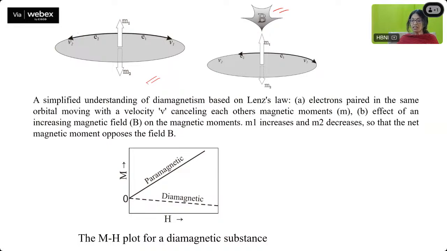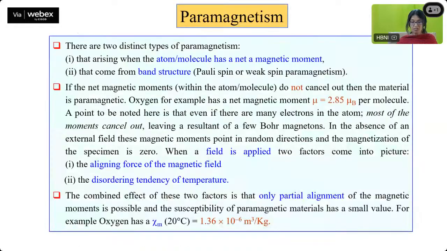So you see that M1 is increasing, M2 is decreasing, so that the net magnetic moment opposes the field B. That is why, in case of a paramagnet, as you apply the magnetic field, the magnetization increases, as you can see over here, whereas in case of a diamagnetic material, you see a slight decrease. So this is the MH plot for a diamagnetic substance, as well as for a paramagnetic substance.